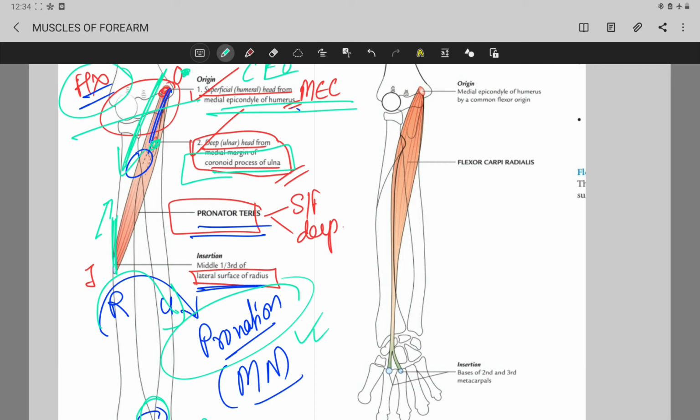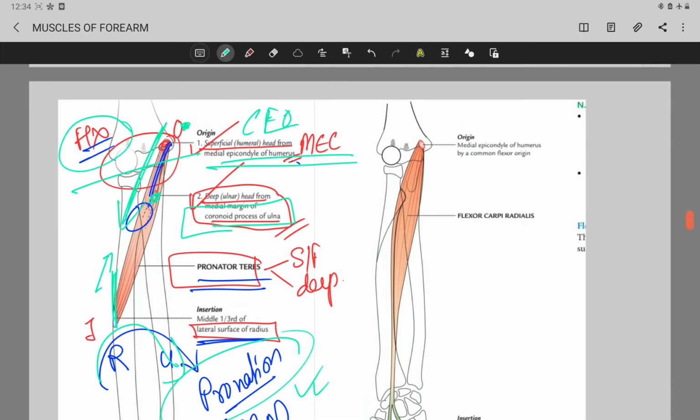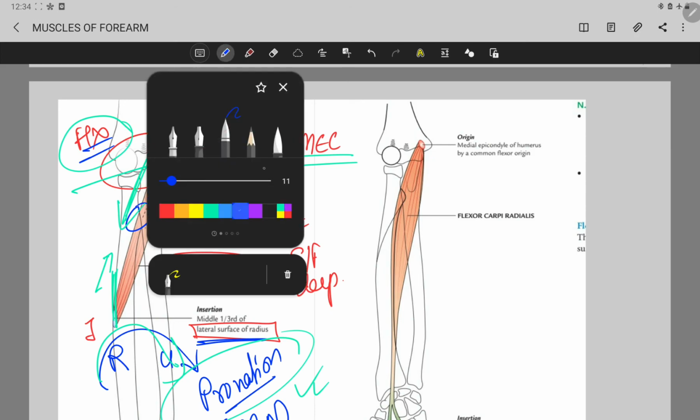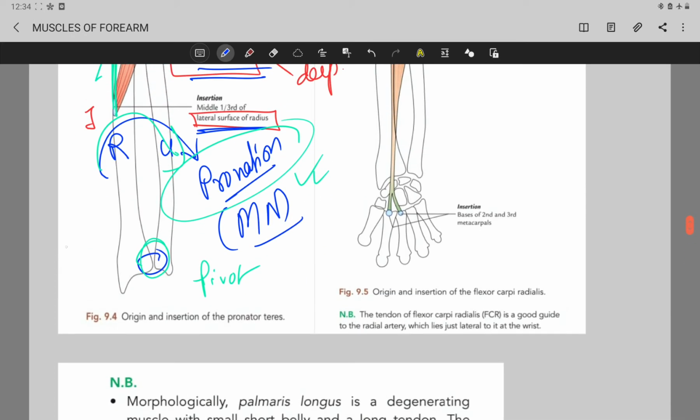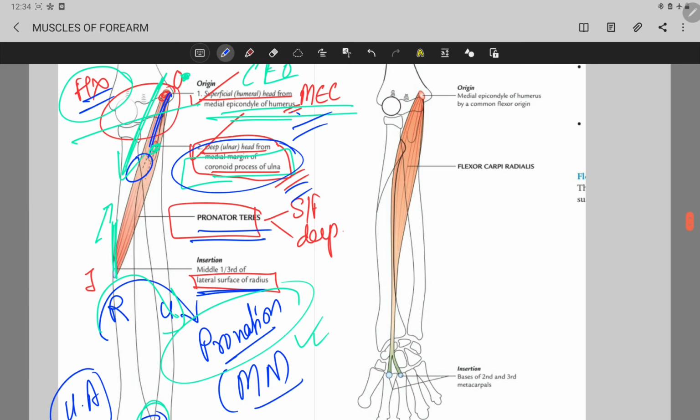Now, your pronator teres has two heads. I already told you, the superficial head and the deep head. Your ulnar artery is deep to the deep head of the pronator teres. Ulnar artery, just here I am writing, it is deep to the deep head of the pronator teres. This has one clinical importance.